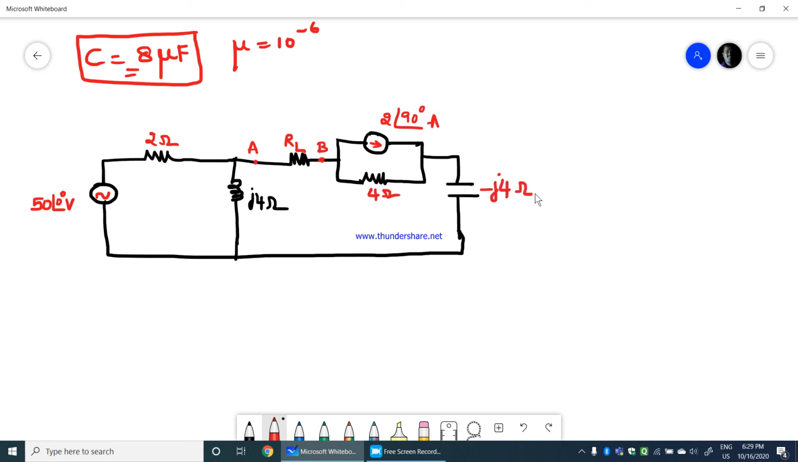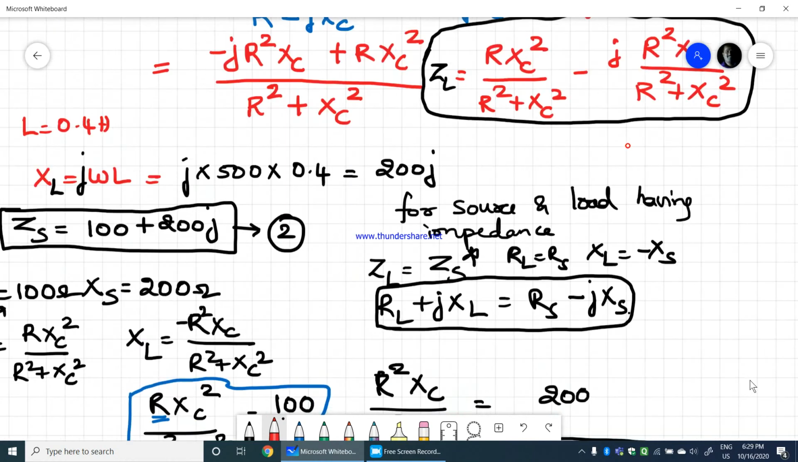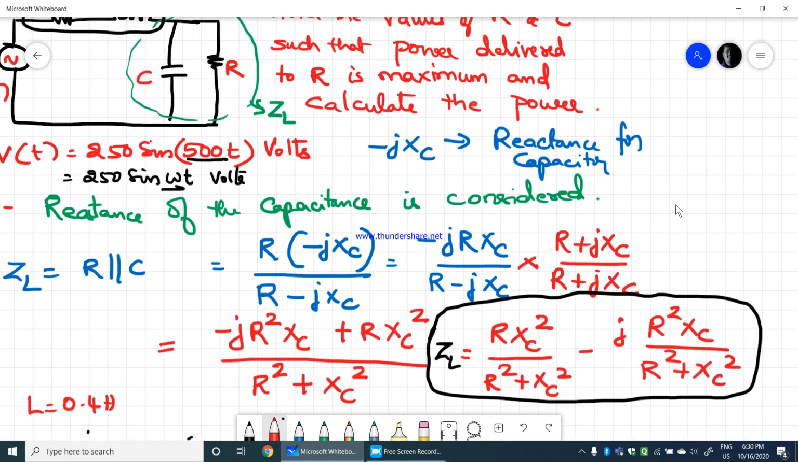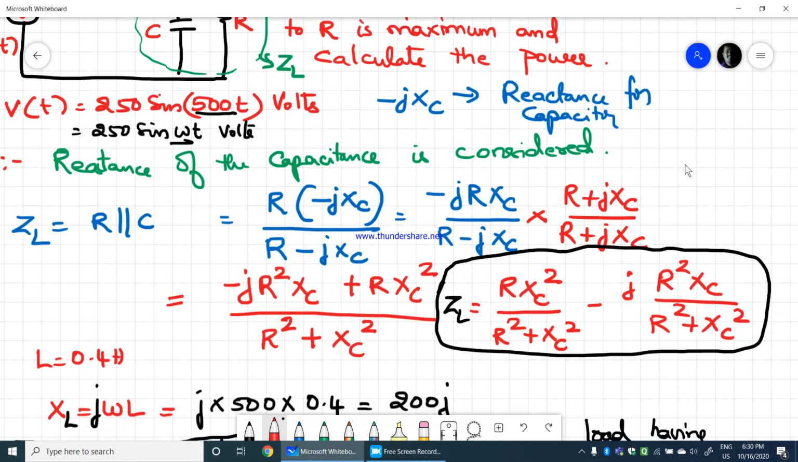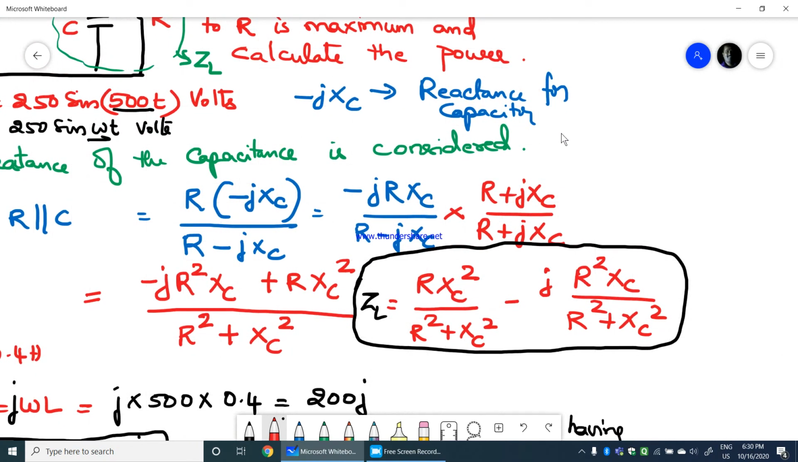So this is the problem which is given. You need to find out what is RL, and you also need to find out Pmax. What is RL and what is Pmax? In the previous problem the power value was not asked. Yes, I'm sorry, I think we need to calculate the power also here. I hope the power formula is nothing but P is equal to E naught square by 4 times RL.